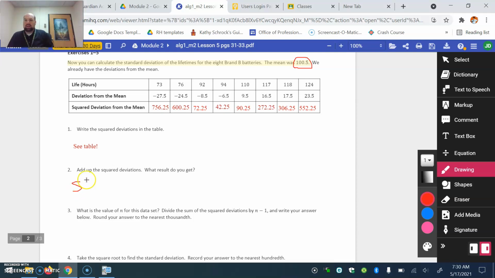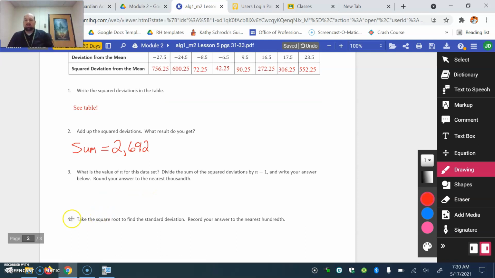Okay, so next, number 2, add up the squared deviations. In other words, we're going to find the sum of the deviations, which is 2,692. Okay, what is the value of n for this data set? Well, there's 8 of them, so n is equal to 8. So that means n minus 1, which is the value I really need, is 7. So what I'm going to do is I'm going to take that 2,692, and divide that by 7.